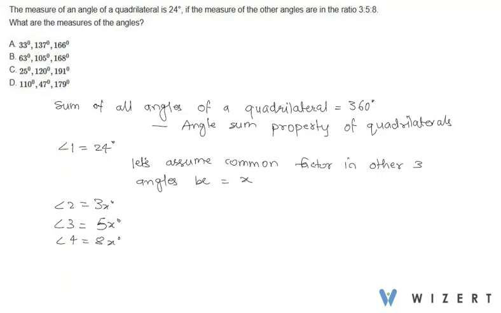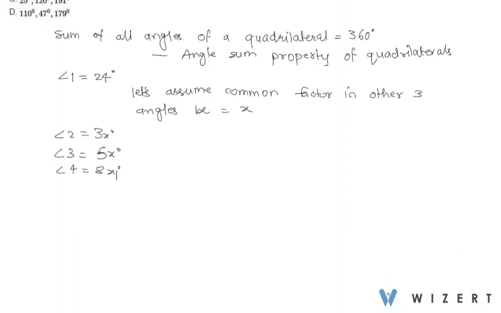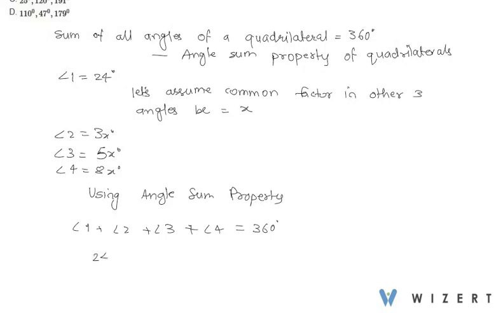Now using angle sum property, what do we have? We have angle 1 plus angle 2 plus angle 3 plus angle 4 equal to 360 degrees. We simply put the values here. 24 plus 3x plus 5x plus 8x equal to 360 degrees.